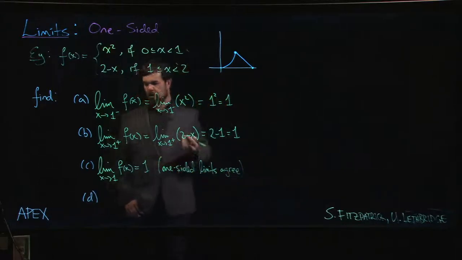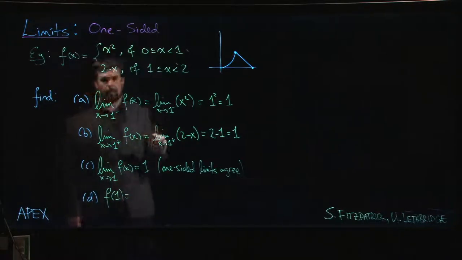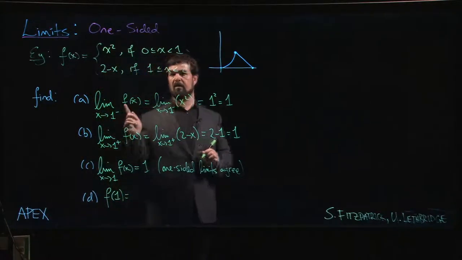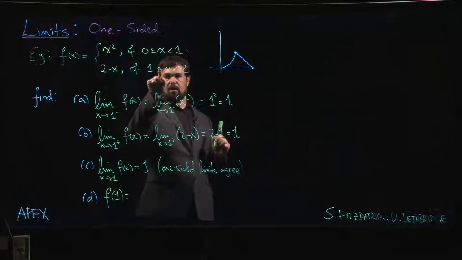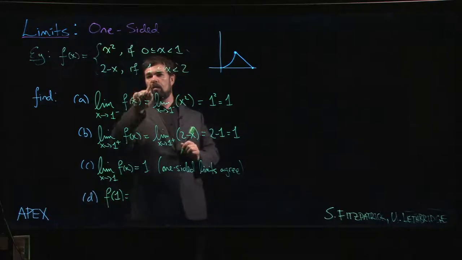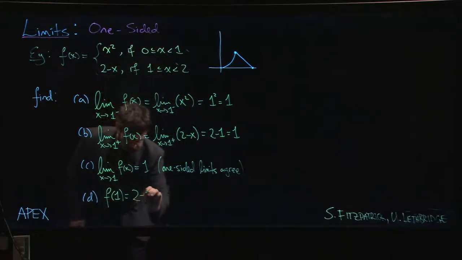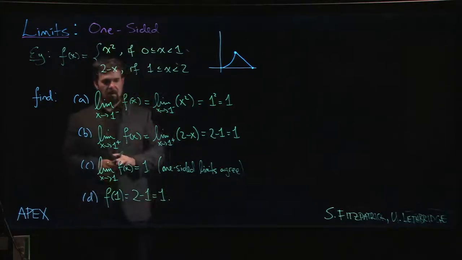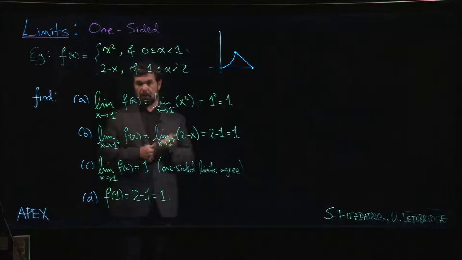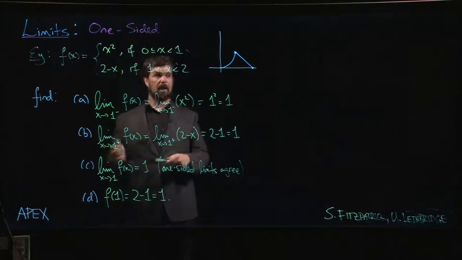Okay. Finally, if somebody asks for f of 1, well, we come up, we look for where do we have actually x equal to 1. We see the equals here, right? X bigger than or equal to 1. So if x is equal to 1, we use 2 minus 1. And we get 1, okay? So you'll notice that in this example, everything agrees, right? Limits of 1 all the way down.